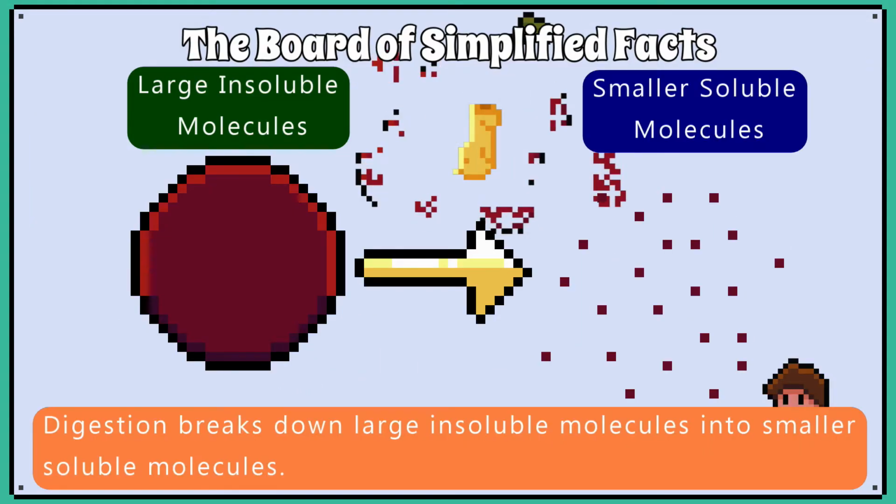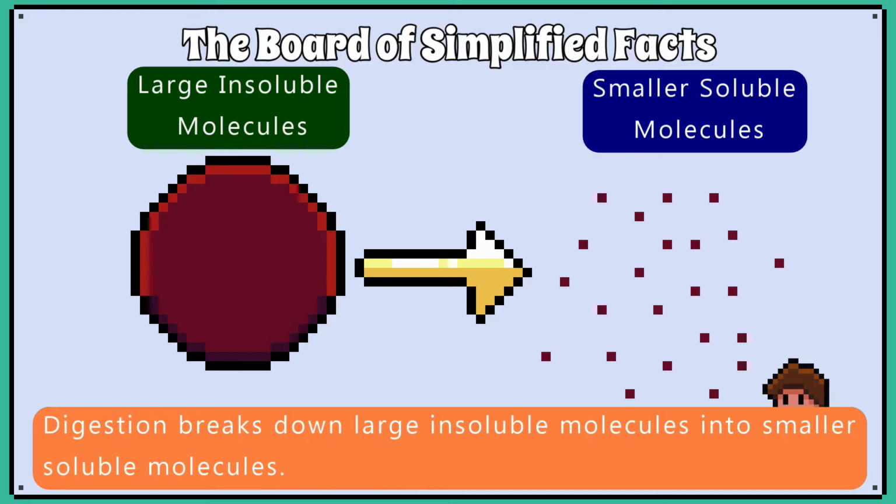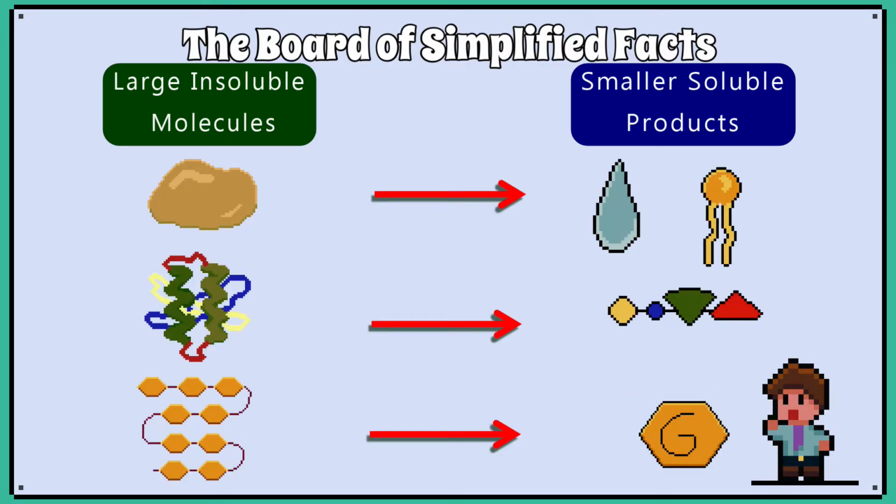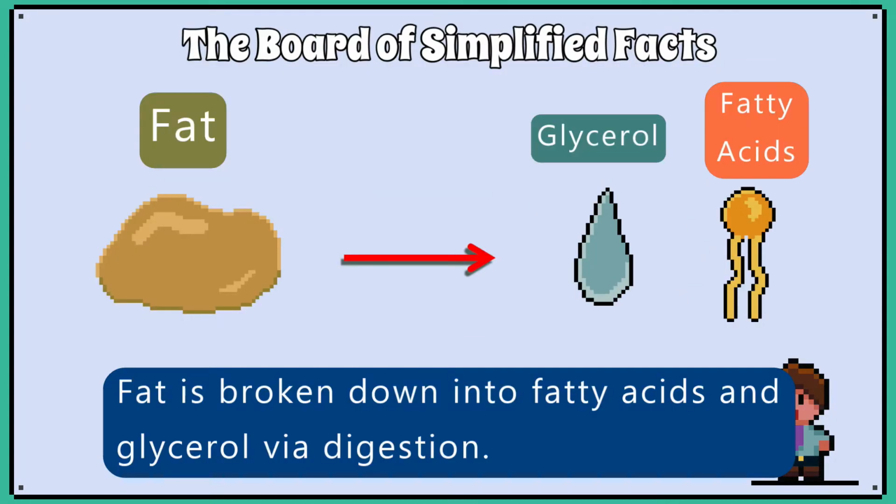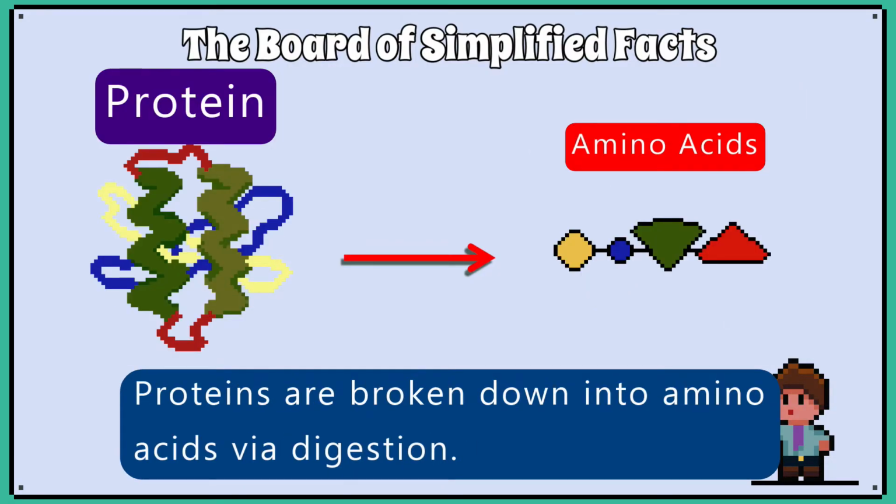Digestion breaks down large insoluble molecules into smaller soluble molecules. You must learn the following large insoluble molecules and their soluble products. Fat is broken down into fatty acids and glycerol via digestion. Proteins are broken down into amino acids via digestion.